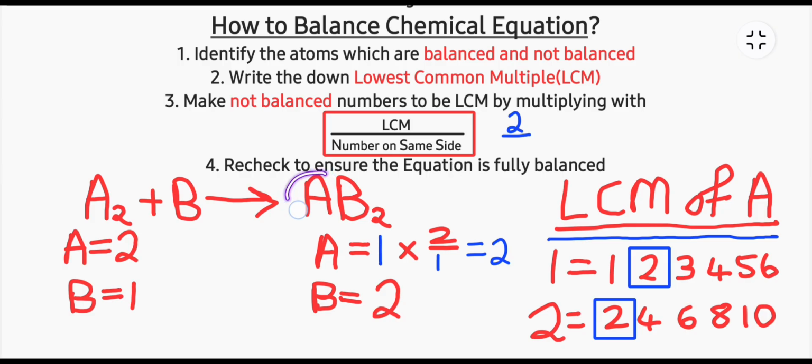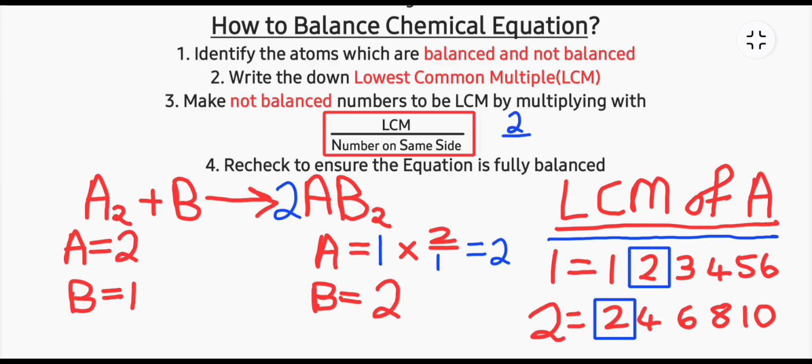Notice I placed it right in front, because for example, if I was balancing B, I wasn't going to place anything in between here. So hence I'm saying I'm going to place this in front of AB2, not in between. So multiplying with a 2 over 1, I'll multiply with a 2. And 2 over 1 is 2.